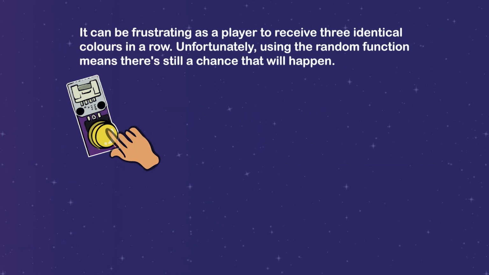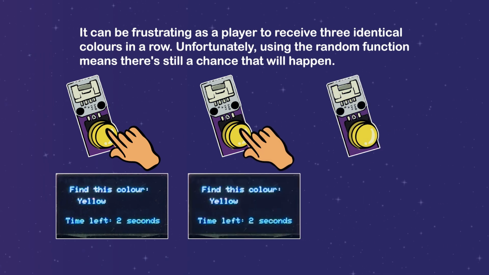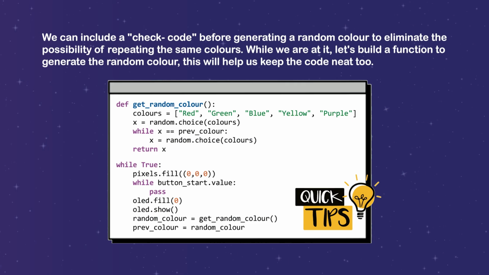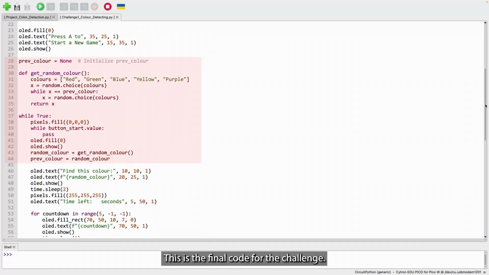It can be frustrating as a player to receive 3 identical colors in a row. Unfortunately, using the random function means there is still a chance that will happen. We can include a check code before generating a random color to eliminate the possibility of repeating the same colors. While we are at it, let's build a function to generate the random color. This will help us keep the code neat too. This is the final code for the challenge.